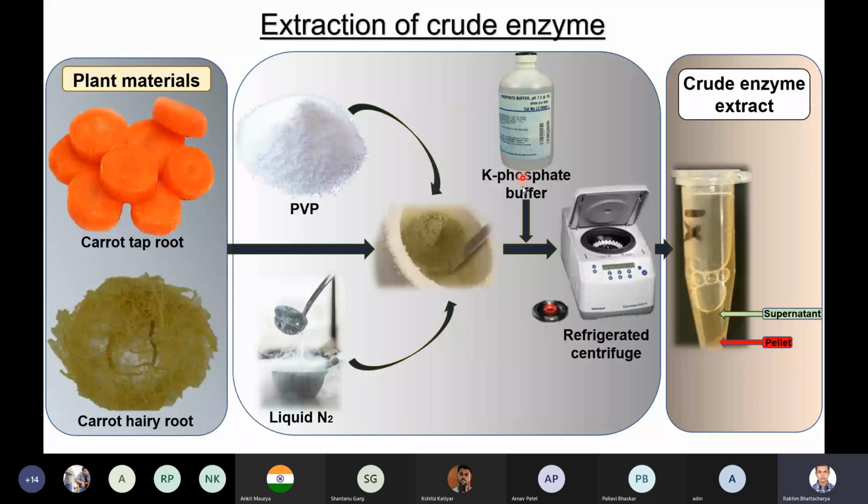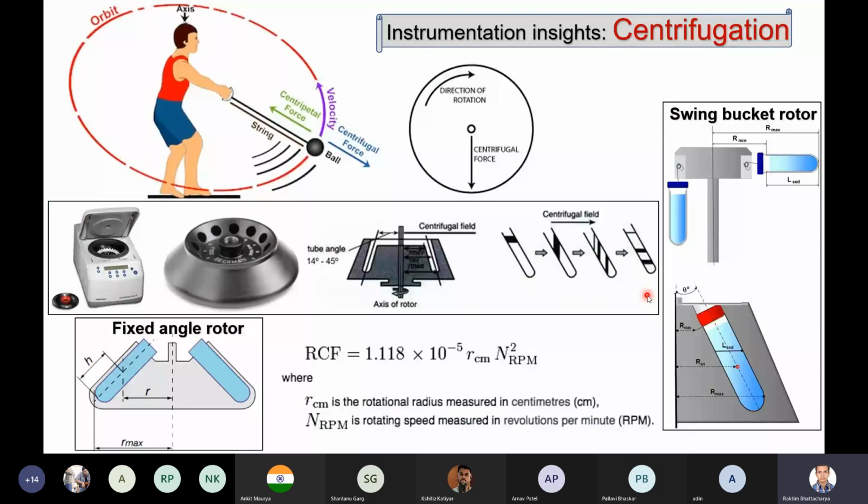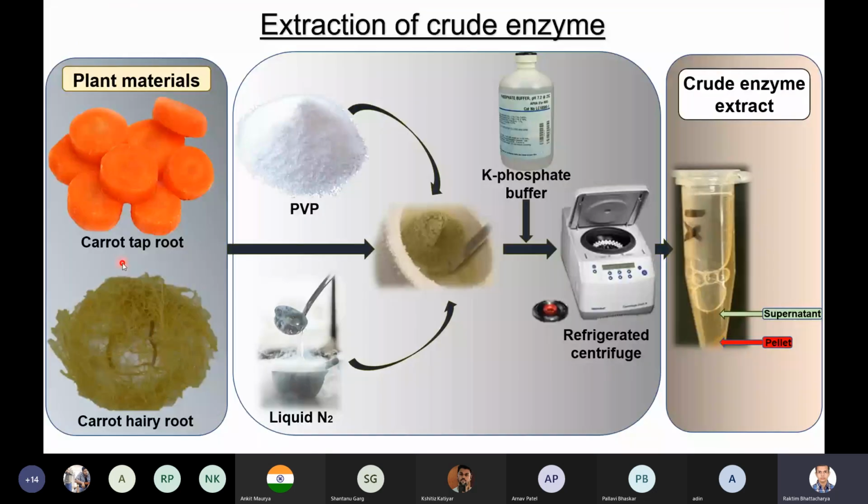Now, in this case, we have used a refrigerated centrifuge, or cold centrifuge. Why? Again, the same reason. The centrifuge I have shown is also refrigerated. There is another kind of centrifuge called the tabletop centrifuge, which is not temperature monitored. But this is a very costly centrifuge, and the only reason is that we need to keep the enzymes intact.